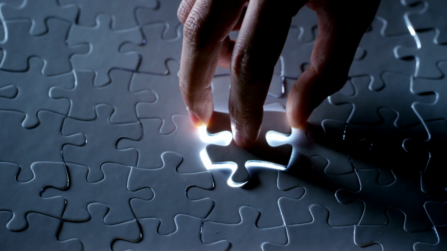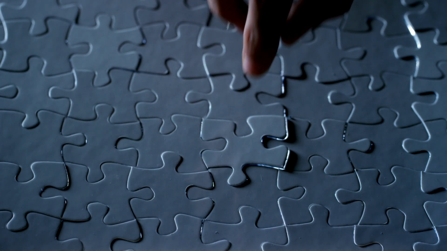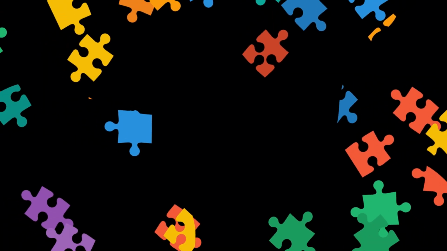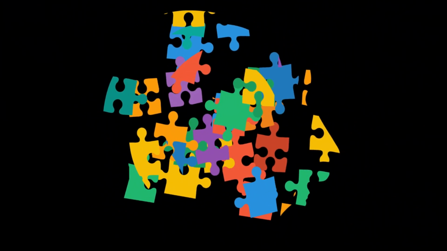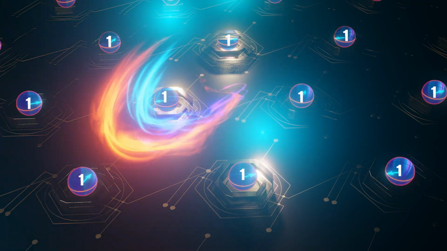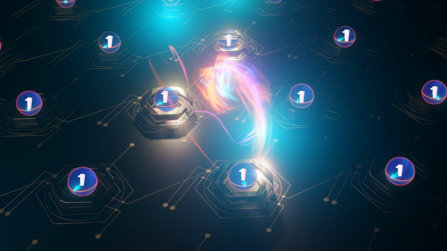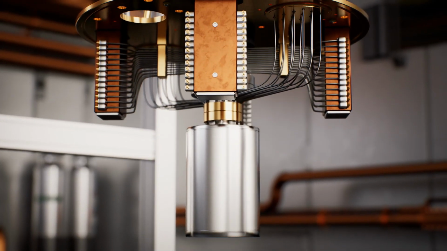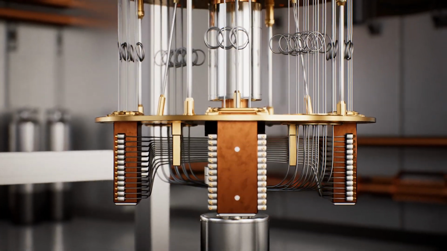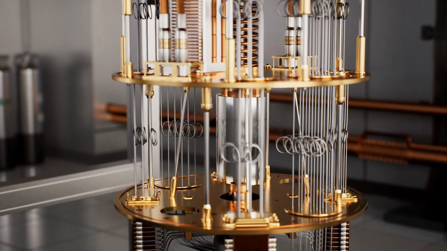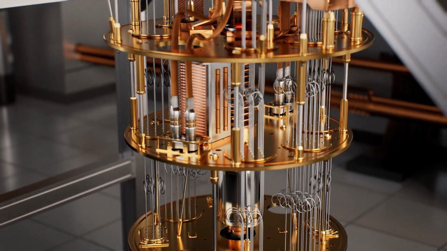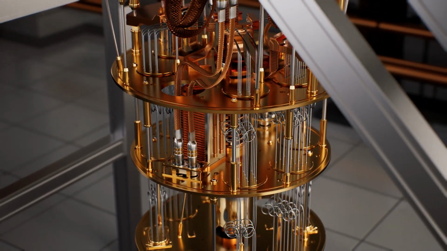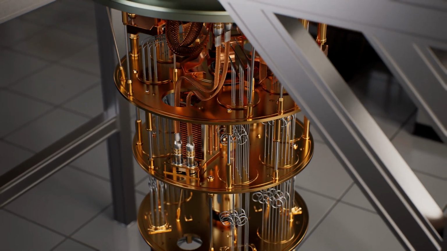Because qubits can exist in multiple states at once, quantum computers can process much more data simultaneously. Imagine trying to solve a puzzle. A classical computer has to try each piece one by one, but a quantum computer can test many pieces all at once, making it much faster and more efficient. However, controlling these qubits is extremely difficult. Small changes in the environment, like heat or electromagnetic signals, can easily disrupt them. That's why quantum computers need incredibly cold temperatures, close to absolute zero, to keep the qubits stable and functioning properly.